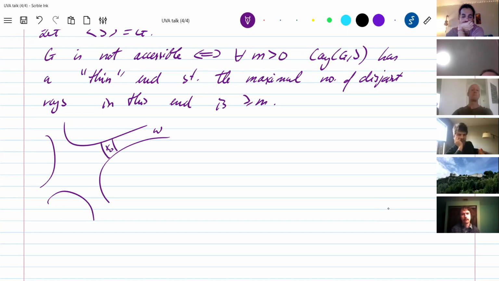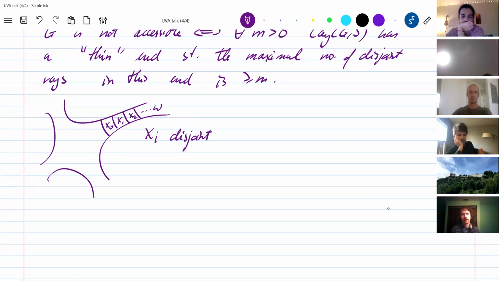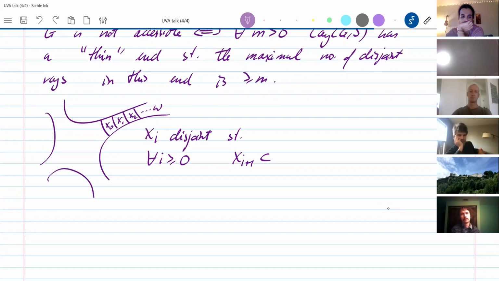I'm going to call them x0, x1, x2, etc., which are disjoint and which have the following properties. So for all i, I would like x_{i+1} to be inside the connected component of my graph once I've taken away the previous x_i. So the connected component containing the end that I'm looking at.